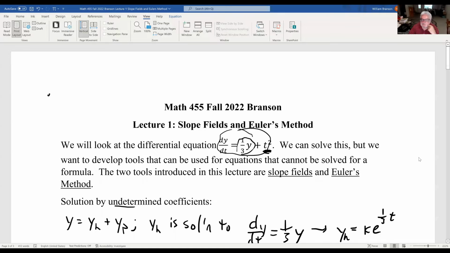That's GeoGebra. Oops, I'm supposed to share the screen and go back to this. Oops.